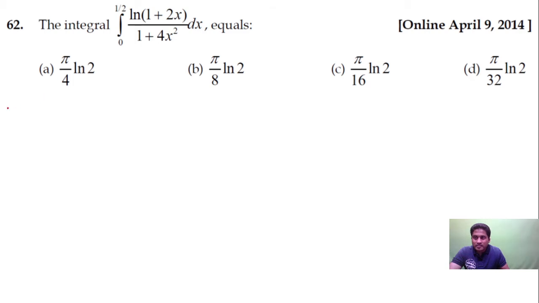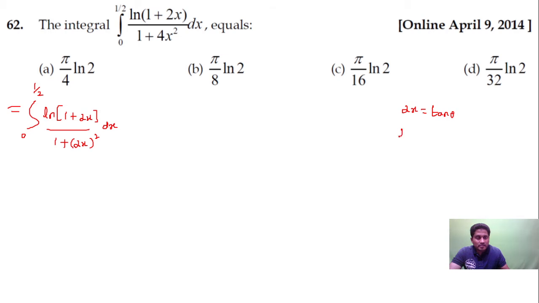I can write this as the integration from 0 to half, bringing it to the standard form. Ln is nothing but log x to the base e. So this is equal to ln of (1 plus 2x) divided by (1 plus 4x squared), which can be written as (2x) whole squared. So I'm going to put 2x equal to tan theta.